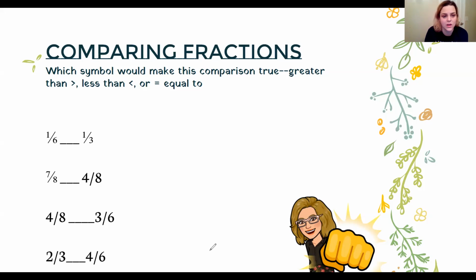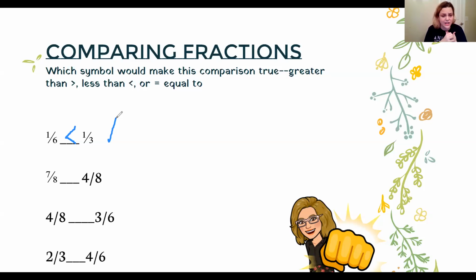So I'm thinking 1/3 is going to be greater than 1/6, or 1/6 is less than 1/3. If you are able to say that, give yourself a big check mark. So 1/6 is less than 1/3. Let's do the next one.